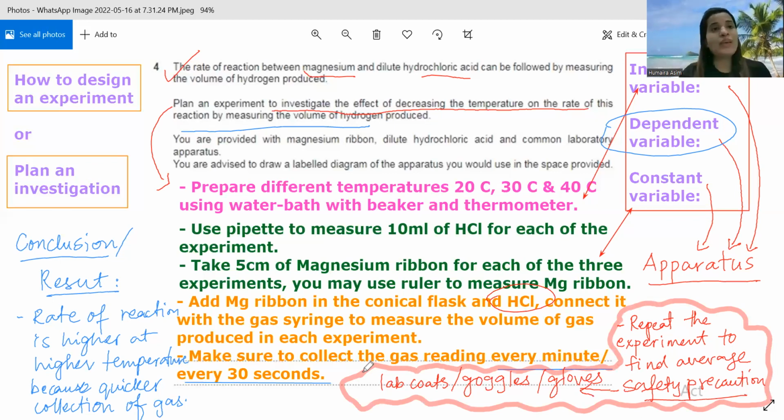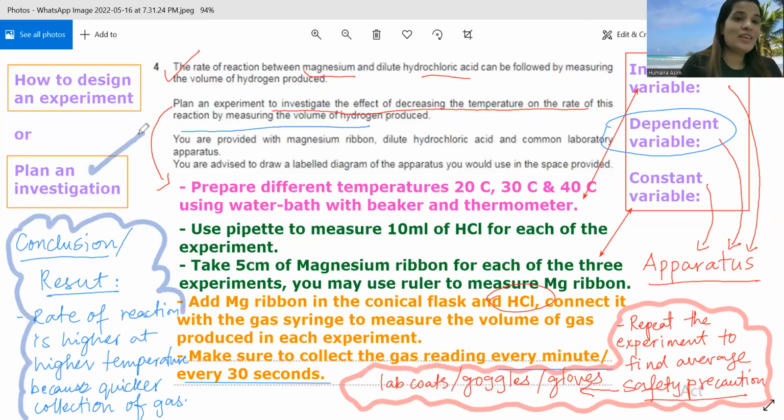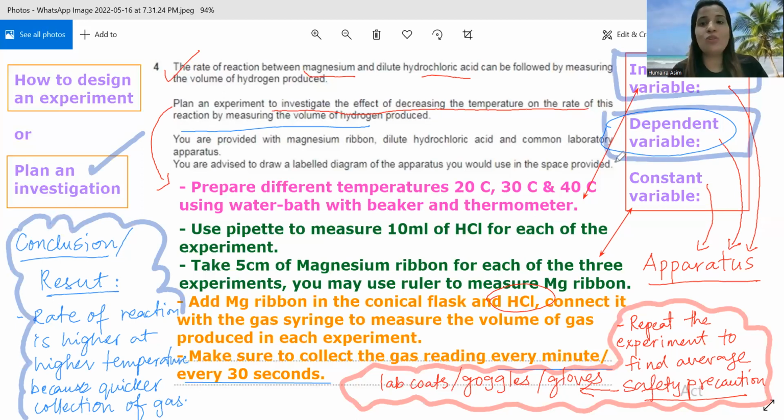Other than that, repeating the experiment is also a very common point that is applicable for all 3 sciences, not only for chemistry. Okay, and do not forget to give the conclusion. Of course, it will be according to the experiment under investigation, right? So if you are smart enough to evaluate your independent, dependent, and constant variables, your experiment design is going to be superb. It is going to be perfect. So consider these points, and definitely it will help you design a very good experiment.